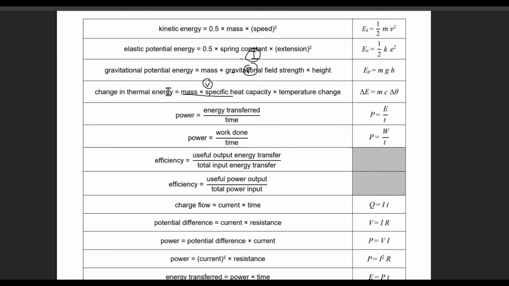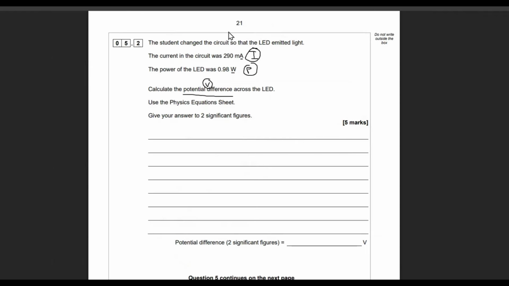Okay, so here is the equation sheet. Where are we? Here we go. Oh no, that's VIR. Power, there we go. Potential difference, current. They're the ones we had. P equals VI. They want us to find V. So let's go back and smash that down.